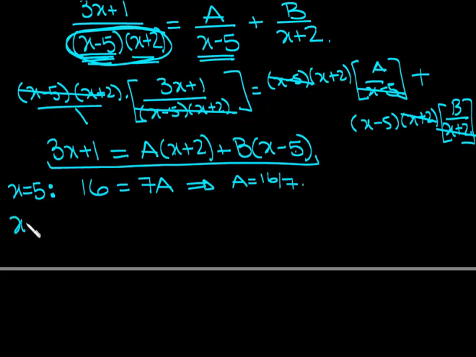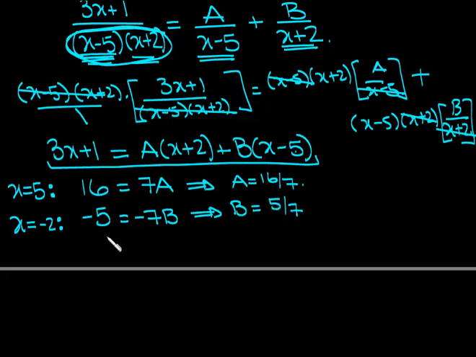Now we set the second factor to 0. This factor is 0 when x is negative 2. Again, we replace all the x's with negative 2. So 3 times negative 2 is negative 6, plus 1 is negative 5. We get negative 2 plus 2 is 0, so this term vanishes. Negative 2 minus 5 is minus 7b. So we get b is 5 over 7. If you divide by negative 7, the negatives will cancel. And that's it. We're done.